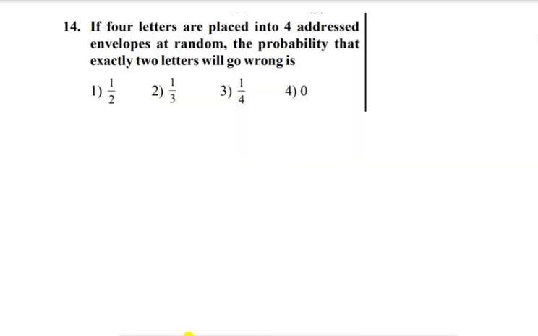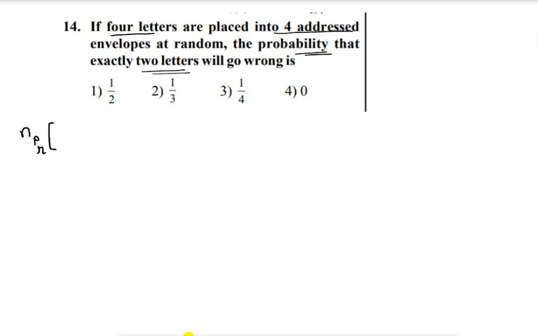So you can see here, 4 letters are placed in 4 addressed envelopes at random. The probability that exactly 2 letters will go to the wrong address. This is the derangement principle: out of n letters, exactly r letters will go to the wrong address.